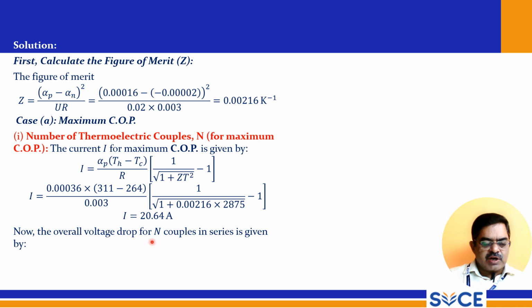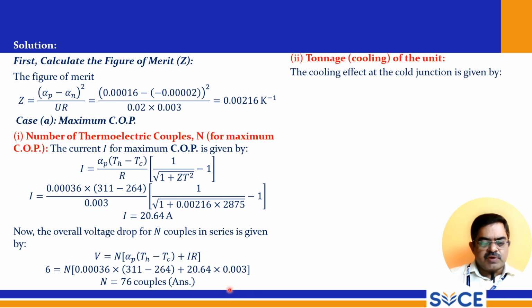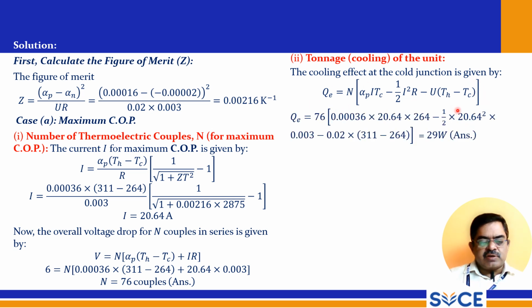Now the overall voltage drop for n couples in series is given by V equal to N into alpha P into TH minus TC plus IR. Substituting all these values, N we can get 76 couples. So this is the first step answer. And tonnage cooling of the unit: the cooling effect at the cold junction is given by QE equal to N alpha P I TC. Substituting all this, QE is equal to 29 watts, which is another answer.